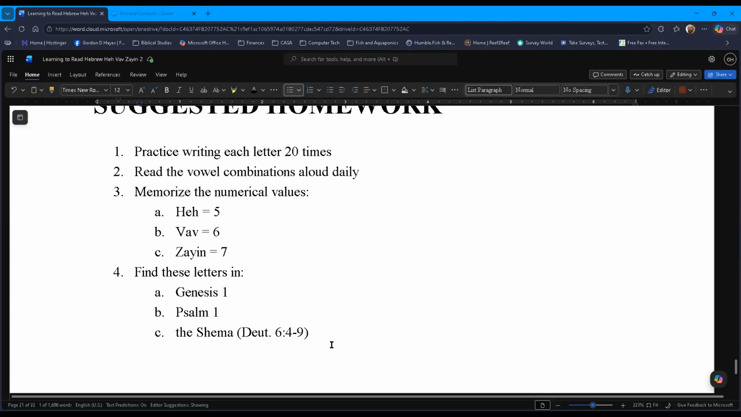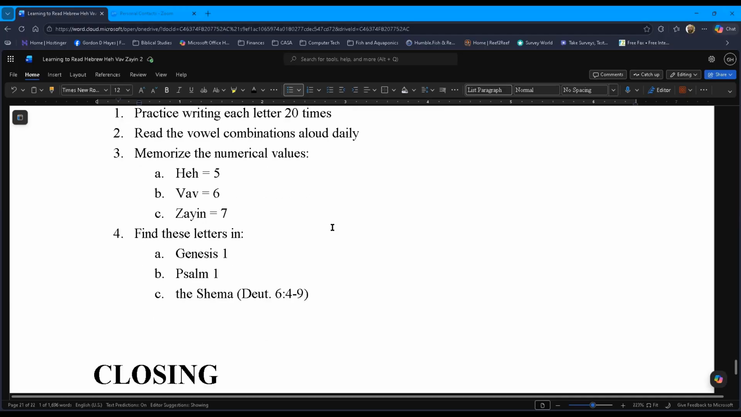Start looking and seeing, oh, I can pick that out. I see it. I see it. There's a Vav. And I see that it's got the shurik under it. I see the Vav and it's got a kametz under it. You know, whatever. Start picking them out of the literal text of the Scriptures, and it'll make it come alive in ways that maybe you never even imagined.